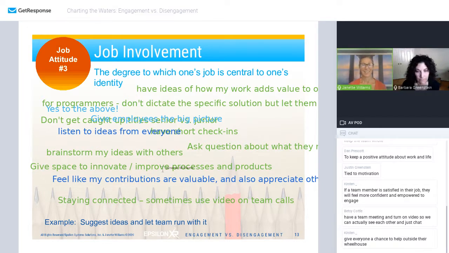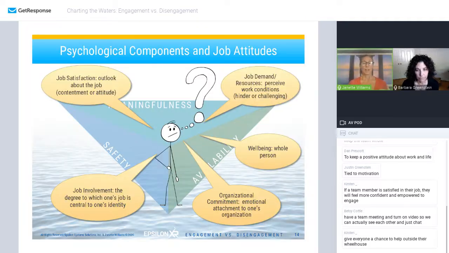Good. Nicely done. So with that being said, there are two other job attitudes: organizational commitment as well as well-being. We're not going to get into those today. What we'd like to do is debrief with you guys what some of the things are that you've identified. We talked about the individual psychological components, and about these job attitudes, how they go together, and how the job attitudes act as a mechanism to really get down deep with the psychological component.